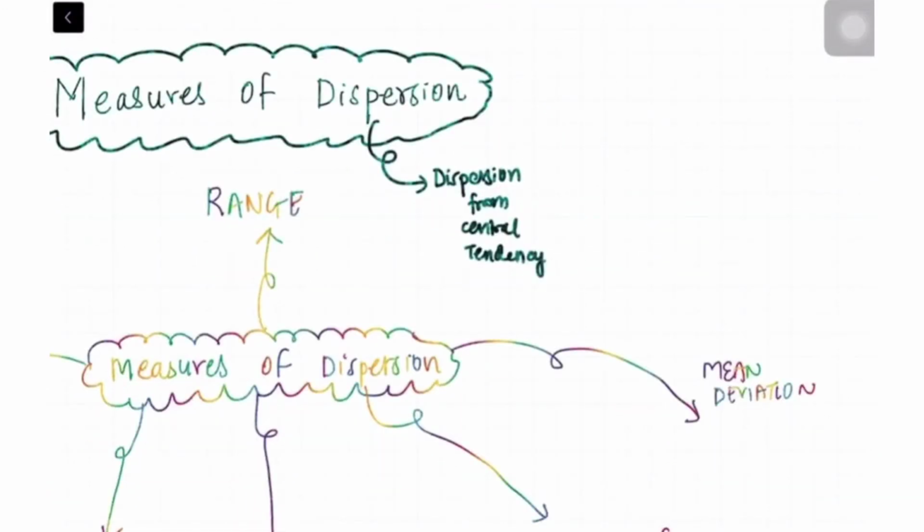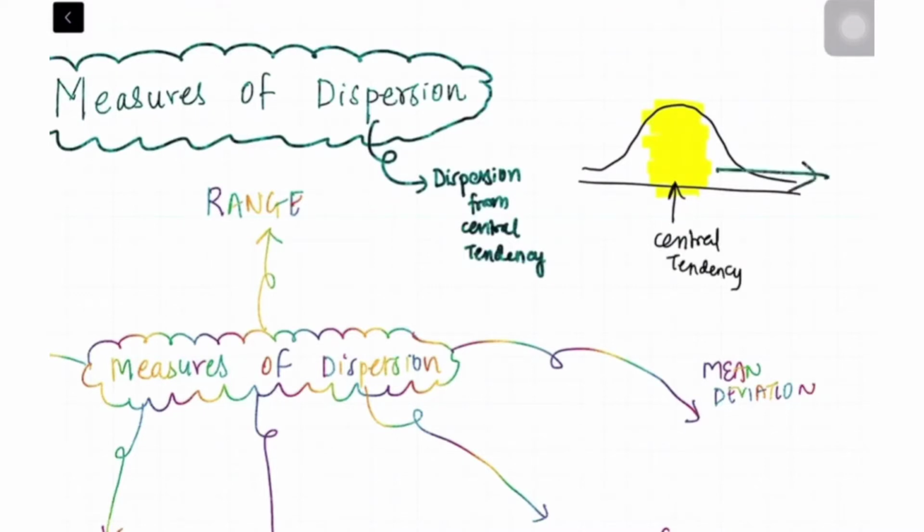So measures of dispersion is what we are going to discuss today. What are they basically? Dispersion means dispersion from the central tendency. Remember we had seen the central tendency, -2 to +2 standard deviation. Yes, exactly that one. So these are measures to find out dispersion of the values from this central zone.